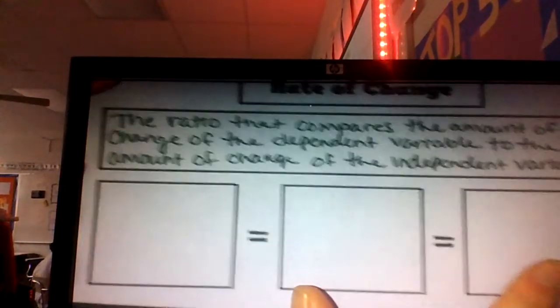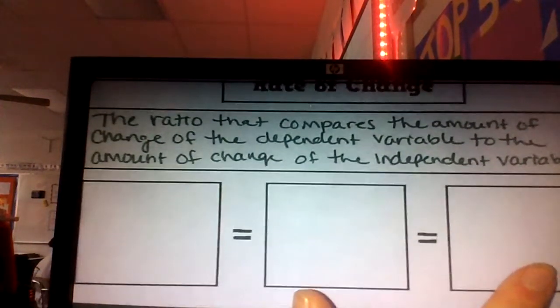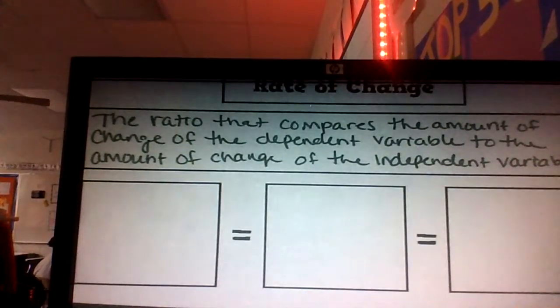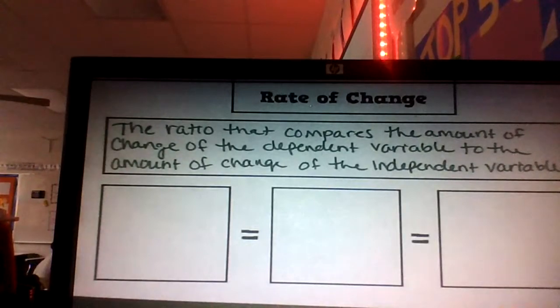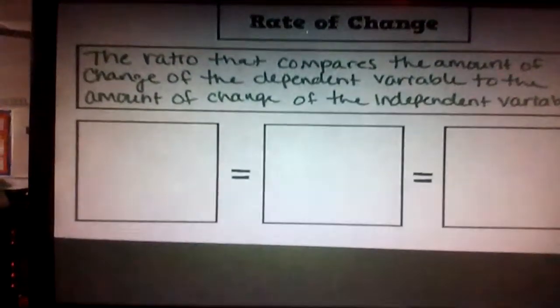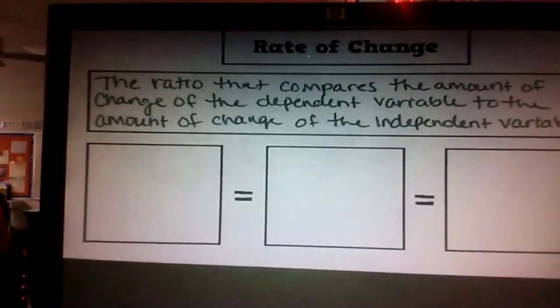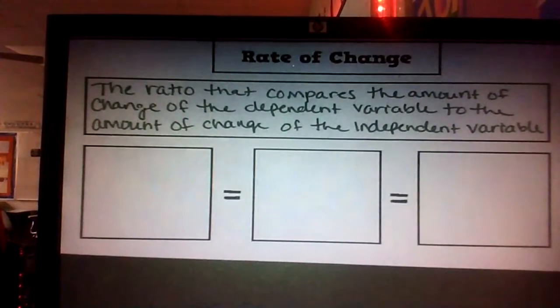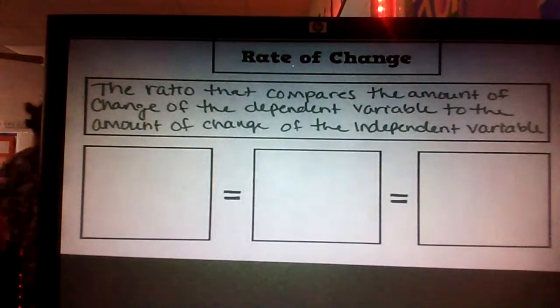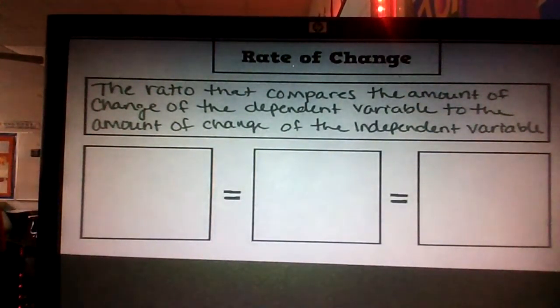All right. So we're going to start here. We need to talk about rate of change before we get into this unit deep. So your formal definition: the ratio that compares the amount of change of the dependent variable to the amount of change in the independent variable.